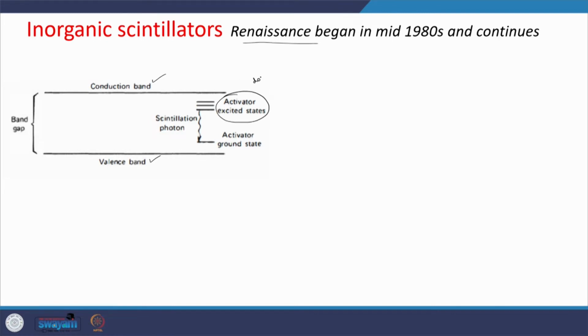activators are used to dope inside the crystal. And the activators sit in between the conduction and valence band as activator excited states. Because of this, electrons from the conduction band go to the activator states, and the recombination with holes from the valence band leads to the emission of photons. So, we have activator ground states, we have activator excited states. The transition gives rise to the emission of photons, which is an efficient scintillation process.